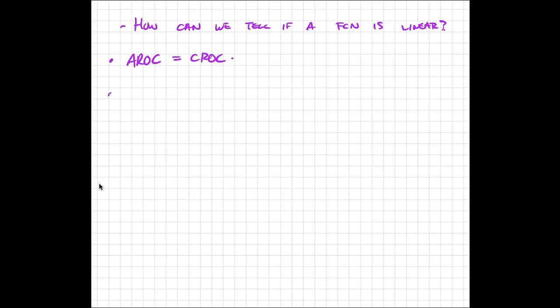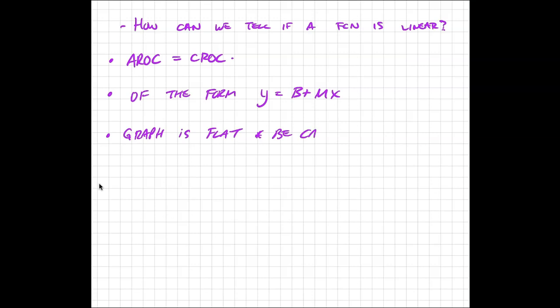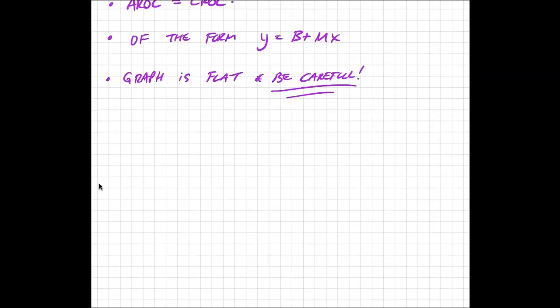That's one way. Another way is if it's of the form y equals b plus mx, which we will unpack more later, or can be written of the form y equals b plus mx, where again m is your slope. Other way you could look at it is if the graph is flat, but you've got to be careful. Why am I saying be careful?